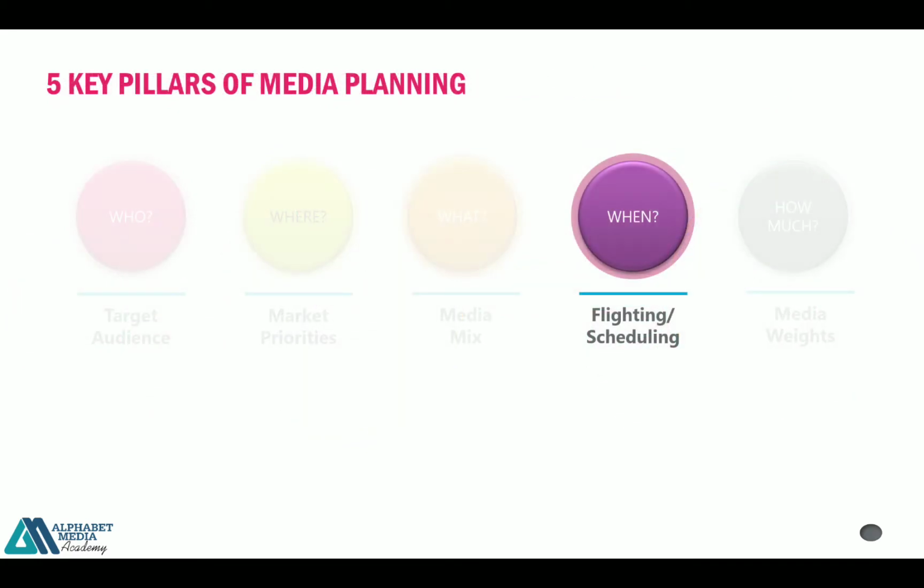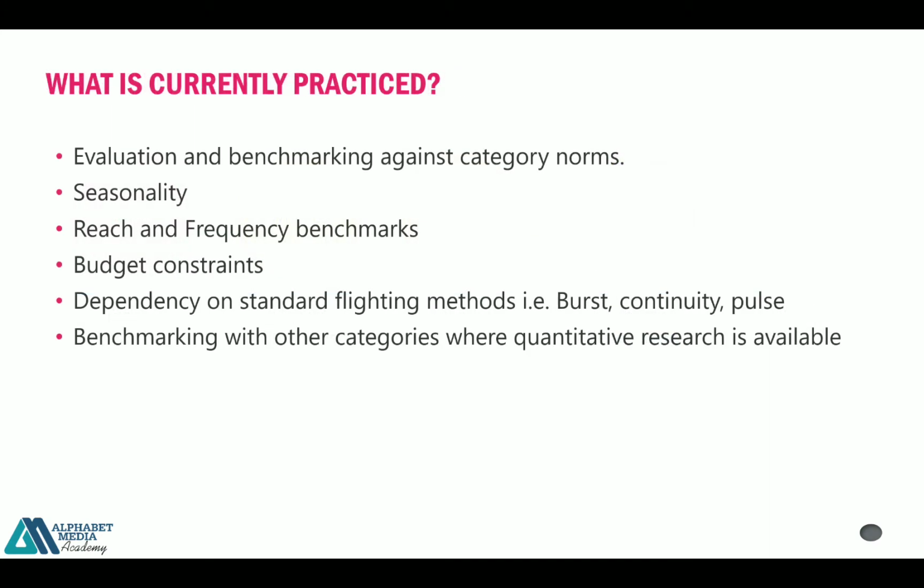Let's move on quickly to the fourth element, which is really around the when. The when is around flighting and scheduling. So what is currently the practice when people flight or schedule campaigns? One, it could be based on evaluation and benchmarking against whatever category norms have been established. It could be based on seasonality. Depending on the product, there could be a seasonality angle to your product or brand, and that's what drives the flighting.